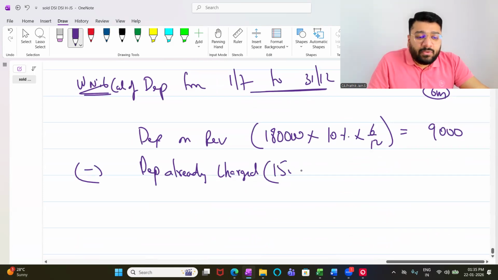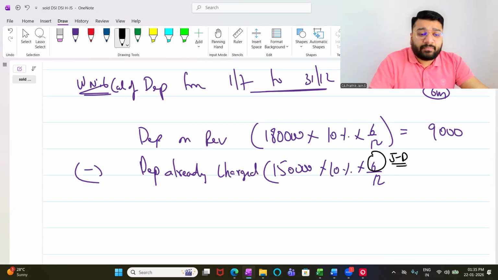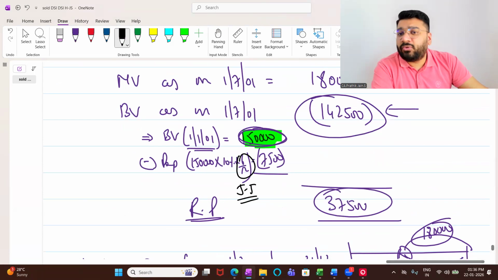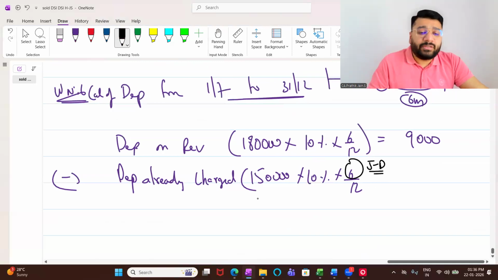So 1,50,000 into 10% into 6 by 12. Please understand this 6 by 12 is July to December, whereas this 6 by 12 is Jan to June. Okay, not okay? The first depreciation that we calculate is Jan to June. This is July to December. How much is it?